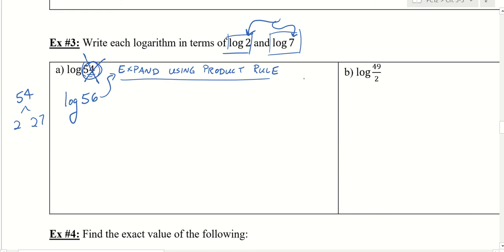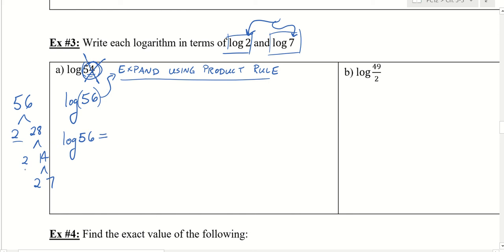So we have to write this input as a product. So log of 56. How do we write 56 as a product? So we're going to write the proper number here, 56. It's even, so we can divide it by 2. What do we get? We get, what is that, 28? And 28 we can divide by 2, and we get 14. And 14 we can divide by 2, and get 7.